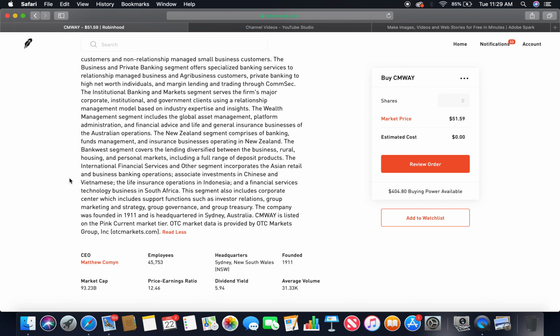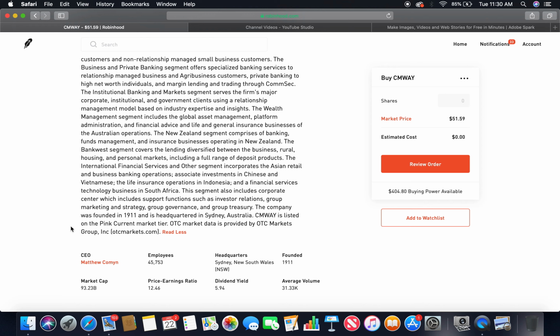The International Financial Services and Other segment incorporates the Asian retail and business banking operations, associate investment in Chinese and Vietnamese banks, the life insurance operations in Indonesia, and a financial services technology business in South Africa. This segment also includes corporate center, which includes support functions such as investor relations, group marketing and strategy, group governance, and group treasury. The company was founded in 1911 and is headquartered in Sydney, Australia.